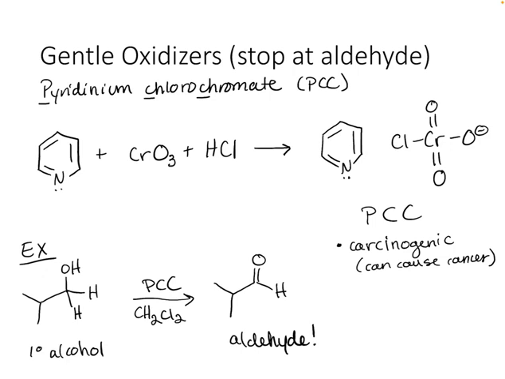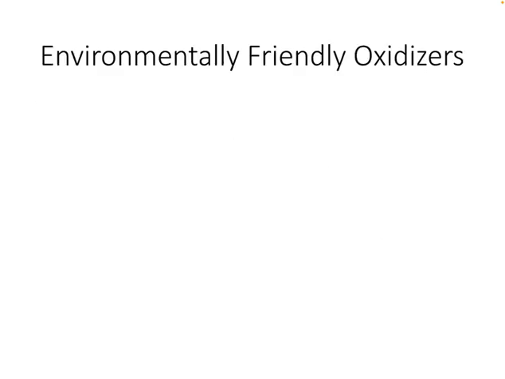So are there any environmentally friendly reagents we could use for oxidation? Yes, there are. So let's go over some of those alternatives. So the first method for being environmentally friendly while performing oxidation is called Swern oxidation. And I think this was named after someone. But let's say you have a primary alcohol again.